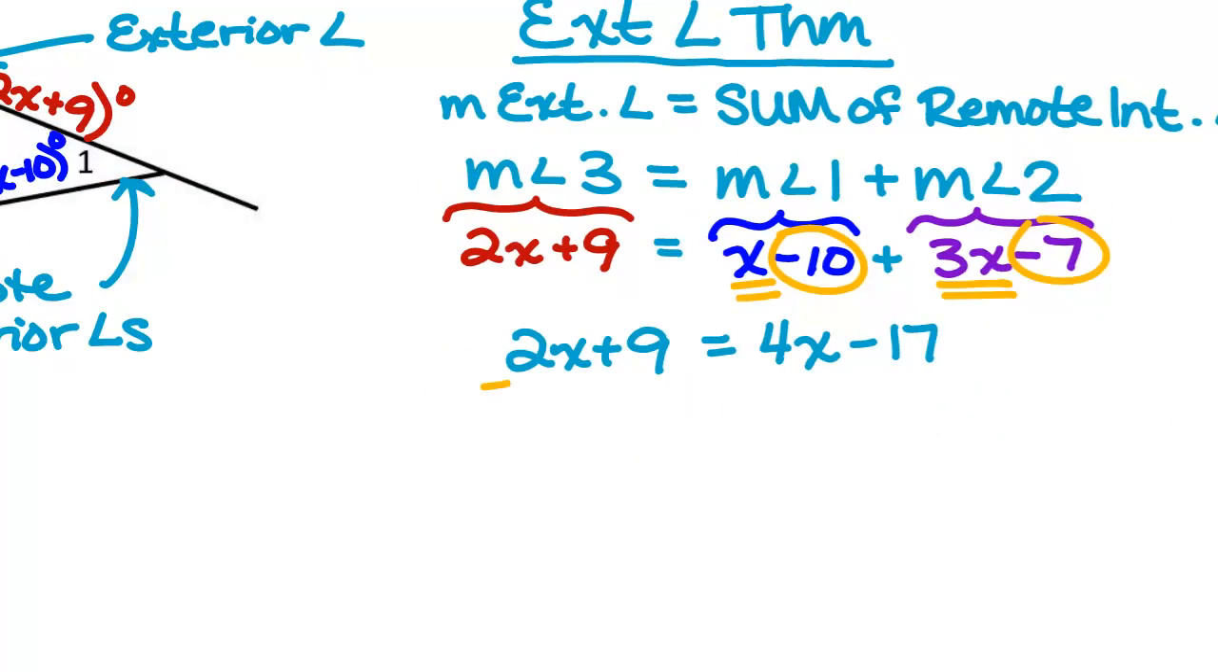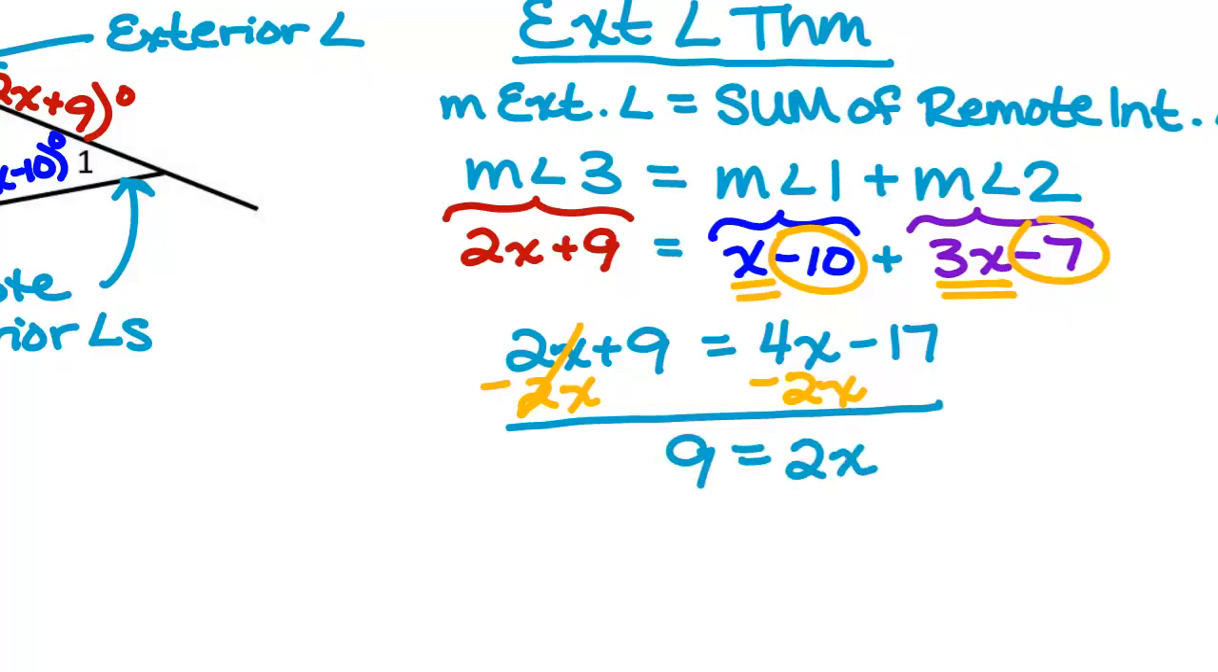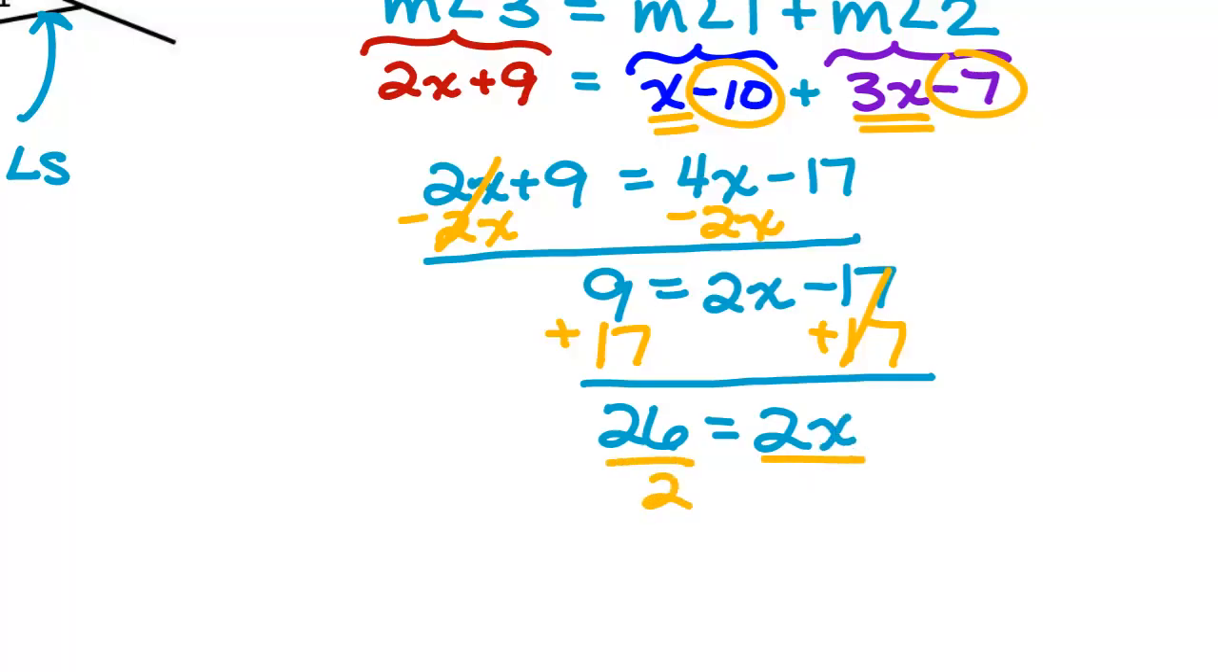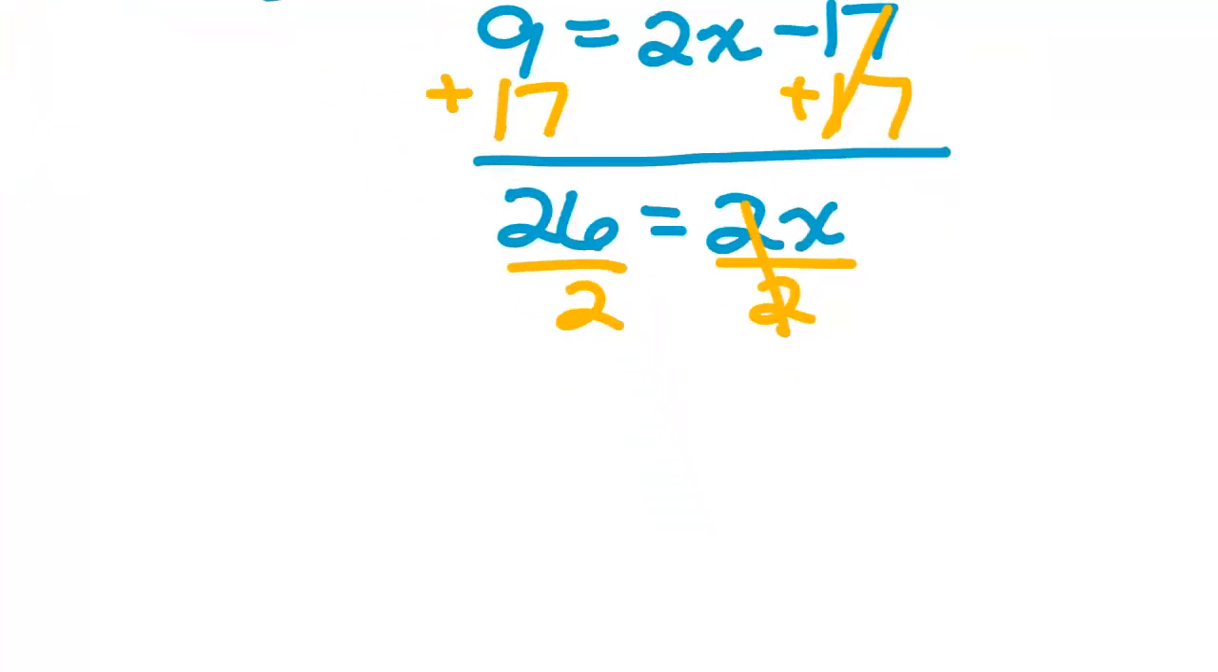Then we want to get our x's to the same side, so I'm going to subtract 2x from both sides. That would give me 9 equals 2x minus 17. Then I would add 17 to both sides. What is 9 plus 17? 26. So 26 equals 2x. And then we divide both sides by 2. What is 26 divided by 2? 13.